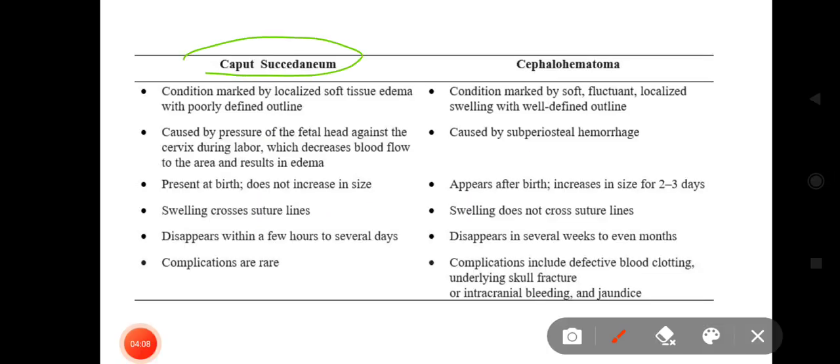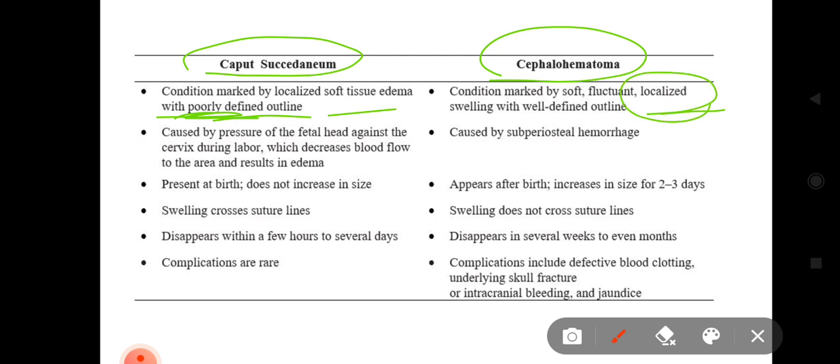Now the other important topic, caput succedaneum and cephalohematoma. You all know the difference between them very well. Caput is a condition marked by localized soft tissue edema with a poorly defined outline. Cephalohematoma is a condition marked by a soft, fluctuant, localized swelling, and here the swelling is localized with a well-defined outline. So if the outline is well defined, it's cephalohematoma. If it's poorly defined, then it's caput.